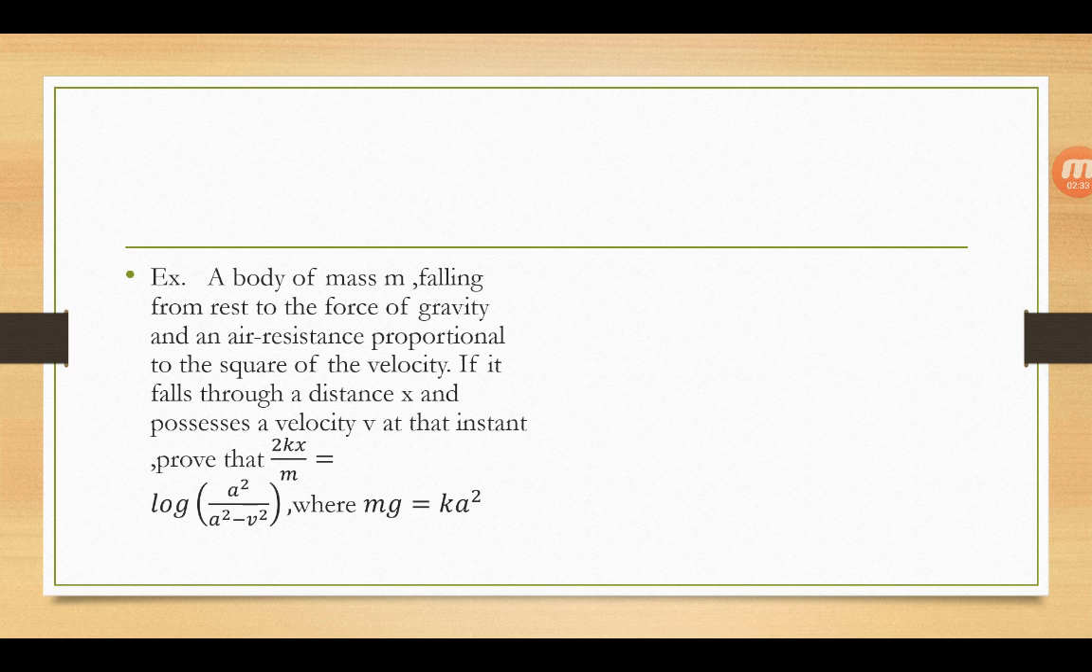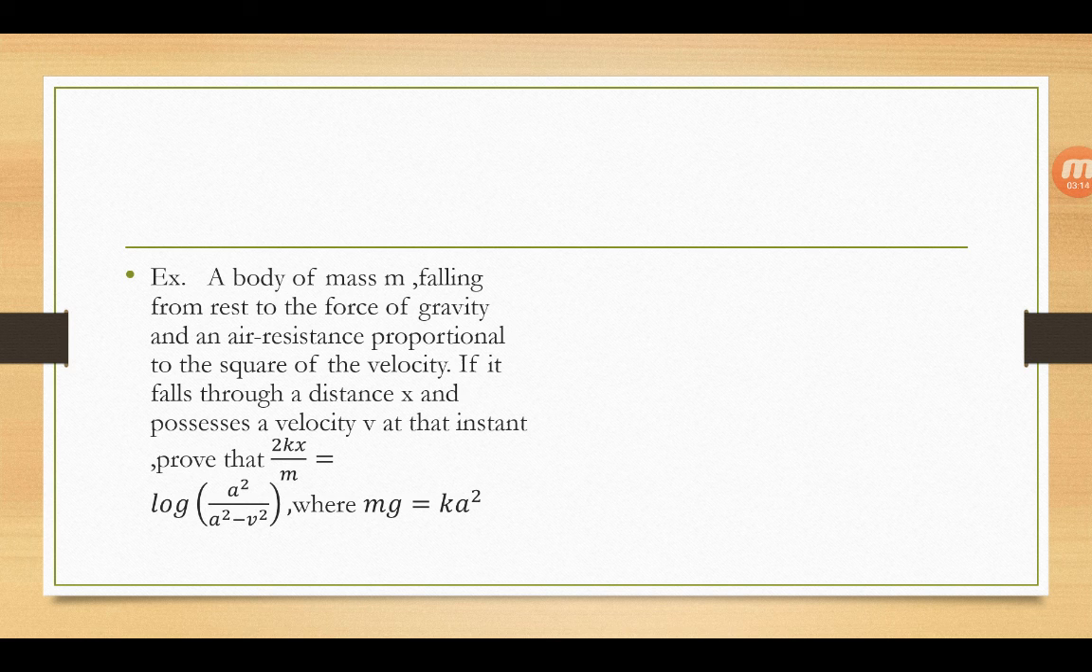By using this, now we'll solve an example. Consider a body of mass m falling from rest under the force of gravity and an air resistance which is proportional to the square of velocity. If it falls through a distance x and possesses a velocity v at that instant, prove that 2kx divided by m is equal to ln of a square divided by a square minus v square, where m into g is ka square. We'll look at the solution now.